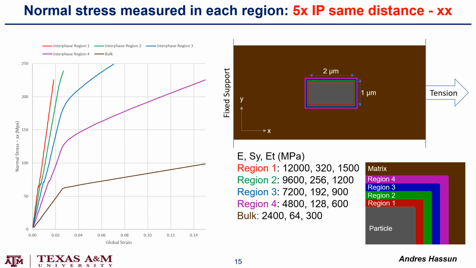So this is the same number of regions where the properties drop off much faster and the peak properties are higher. We can see that under these same conditions, the first and second interface regions never actually reach their yield strength, while the third and fourth and bulk do reach their yield strength and then taper off into their plastic deformation regime.